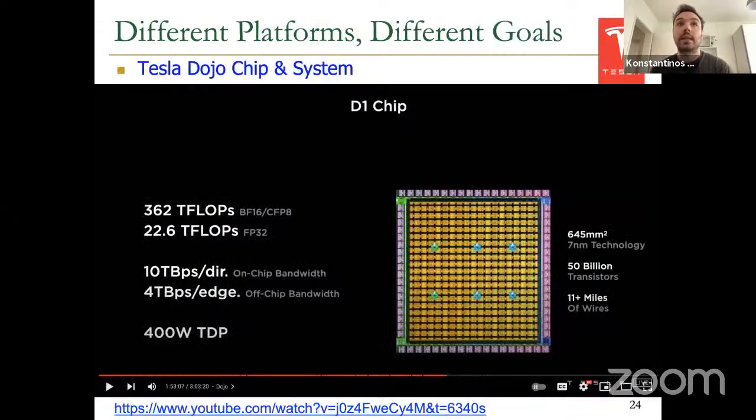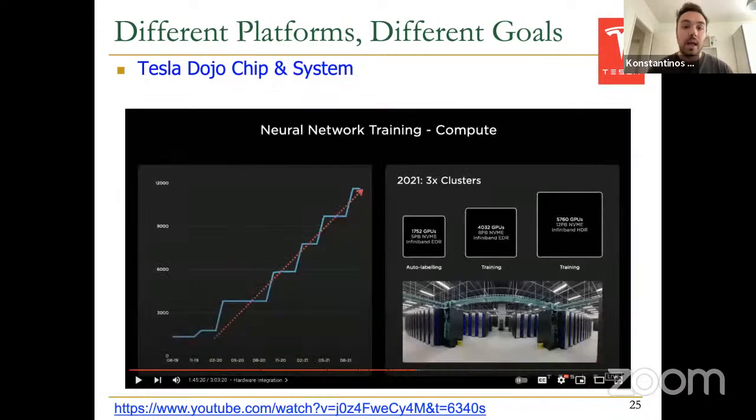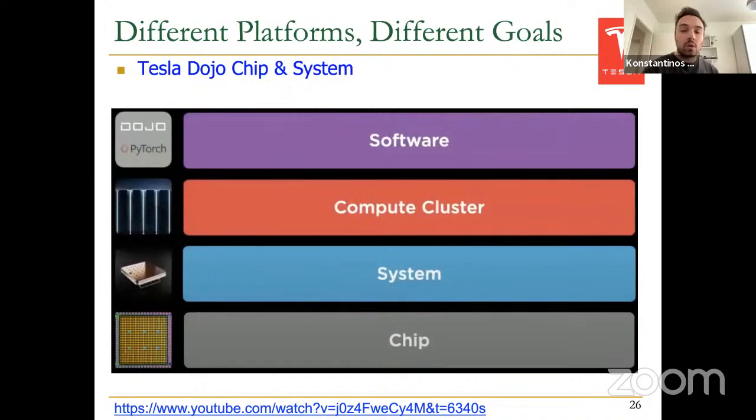Another good example is Tesla. Tesla released this Dojo chip and the whole system. The Dojo chip is a standalone chip that also performs inference and training. And as you can see here, the whole stack is designed by Tesla itself. So they designed both the software and the hardware to get the most out of it in terms of energy and performance.